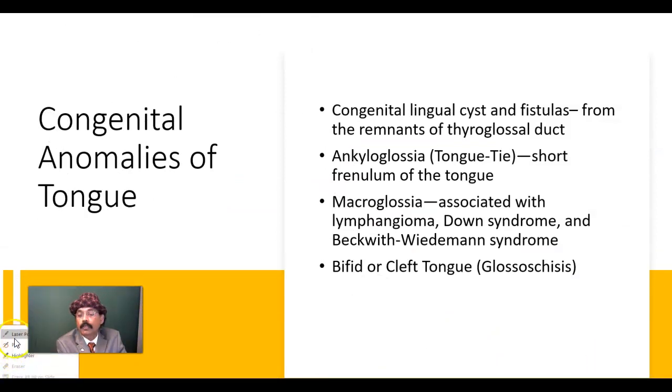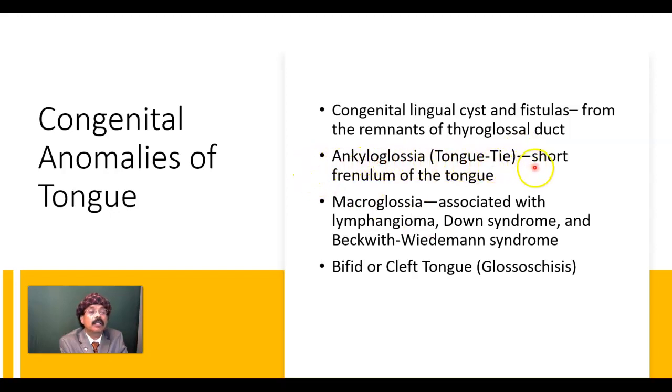Okay. So now we learn some of the congenital anomalies that are very important to us. Congenital anomalies of the tongue: we may have a lingual cyst or fistula. A cyst means a cavity containing fluid. A fistula means a cavity containing fluid that is communicated to the surface or to another cavity. So we may have a cyst or fistula from the remnant of the thyroglossal duct. The thyroglossal duct starts from the foramen cecum, which is behind the median lingual swelling and in front of the copula.